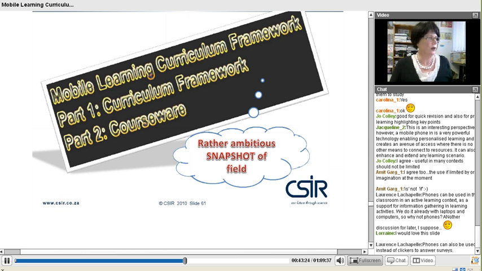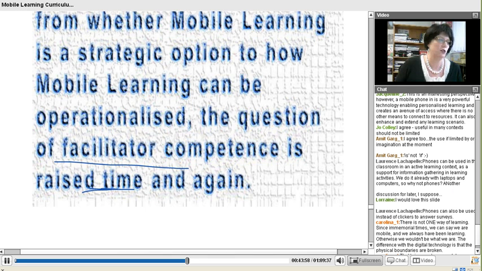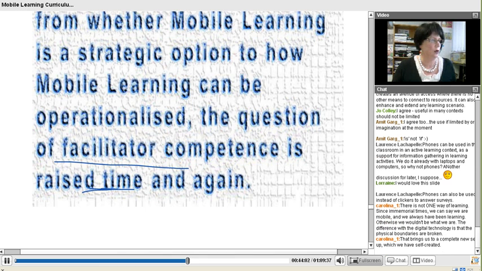There we go. Okay, so the mobile learning curriculum framework as current is basically a snapshot of the field. And we need to get it processed before it's outdated. So part one consists of the mobile learning curriculum framework, and part two will consist of some examples of courseware. The reason for this is that we saw that as the conversations were changing from whether mobile learning is a strategic option to how it can be operationalized, the question of what do we do with facilitators became more and more important. So we went along, and this is what we've designed.